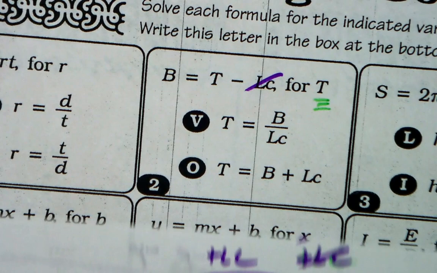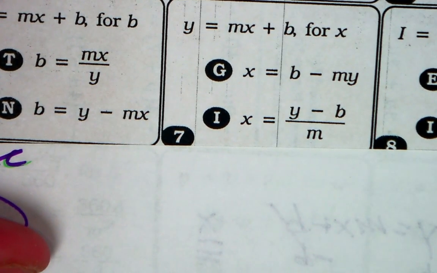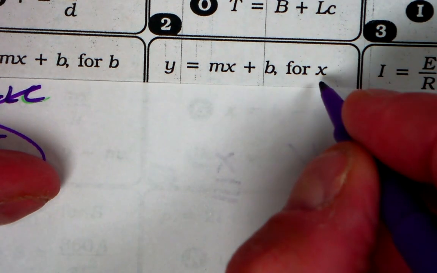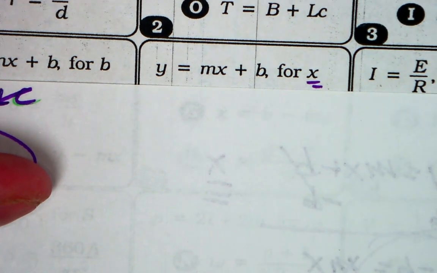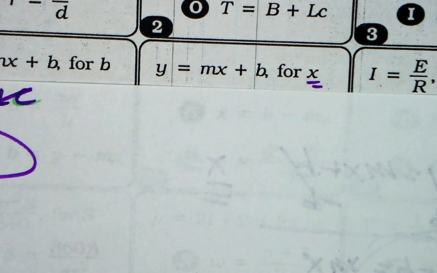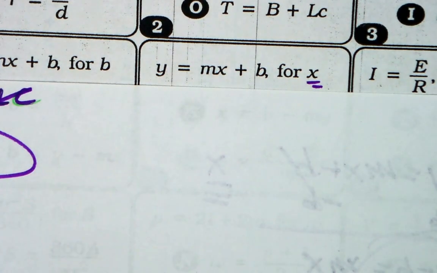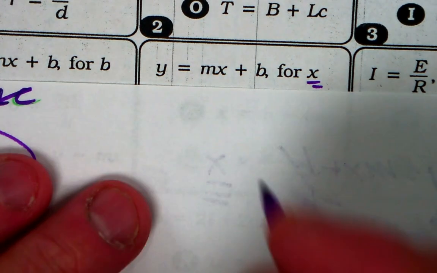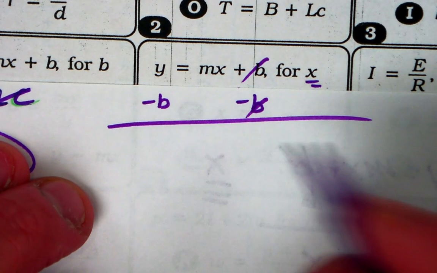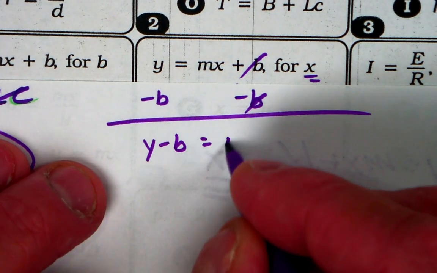But if I do something, let's come down to number 7. Number 7 is a little bit more involved, and I think that deals with my slope-intercept equation. So if I'm going to solve this for x, what should I do first? Subtract the b. Because right now, if my plus or minus thing doesn't have the variable I'm trying to get by itself, get rid of it. So I'm going to do minus b, and my b's cancel, and you have y minus b equals mx.